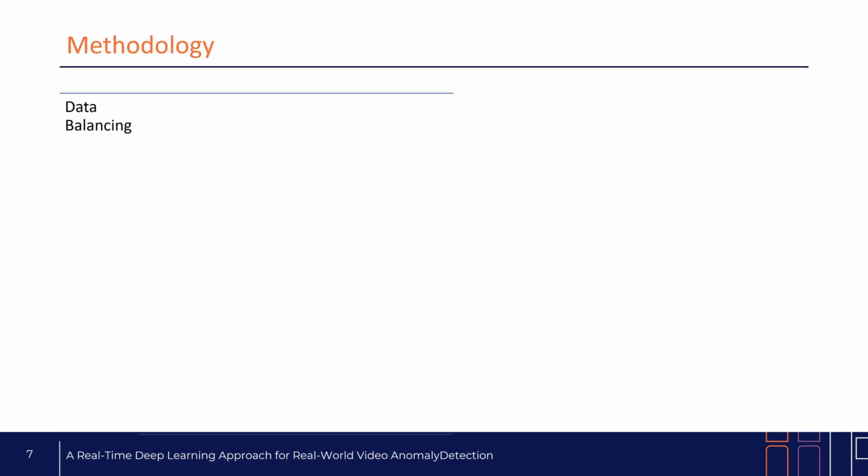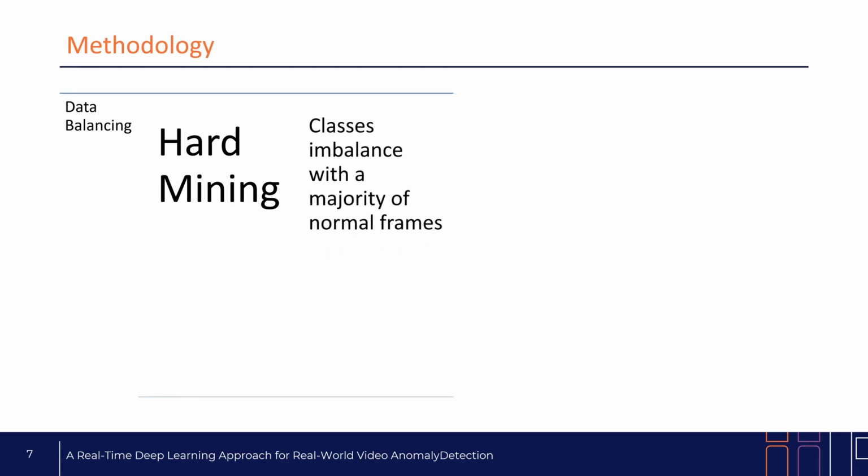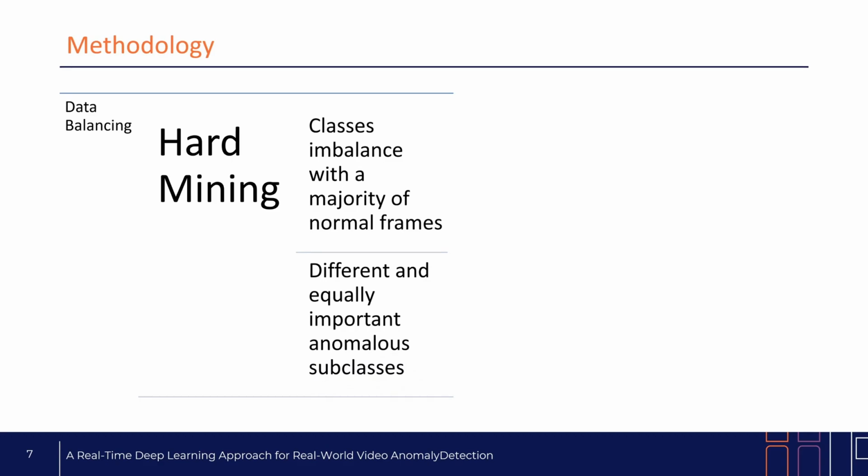Generally, anomaly detection problems are characterized by a higher availability of non-anomalous video segments. Moreover, the anomalous class is actually made up of several subclasses, the individual anomalies, which are equally important and must all be recognized by a classifier. Hard mining, therefore, allows for an adaptive sampling of these subclasses in every epoch.